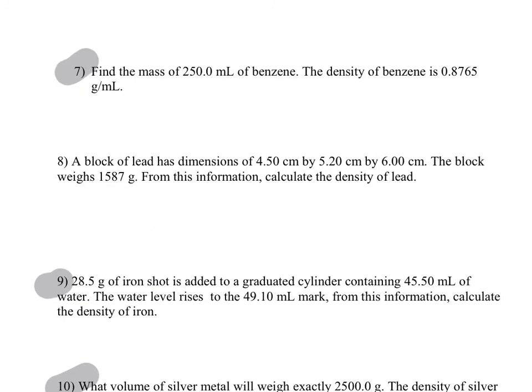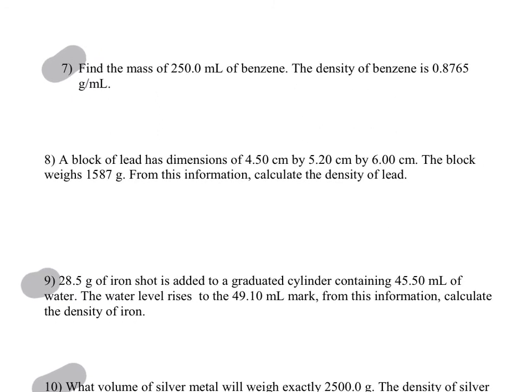Again, I encourage you to write these out or calculate them on your own by pausing and playing the video. Number 7 says, find the mass of 250 milliliters of benzene. The density of benzene is 0.8765. So again, we are going to find the mass. So my mass is unknown. I'll write that down here. Mass is unknown. It says 250 milliliters of benzene. Milliliters is a unit that measures volume. The density of benzene is 0.8765 grams per milliliter. So it's telling you this is density.